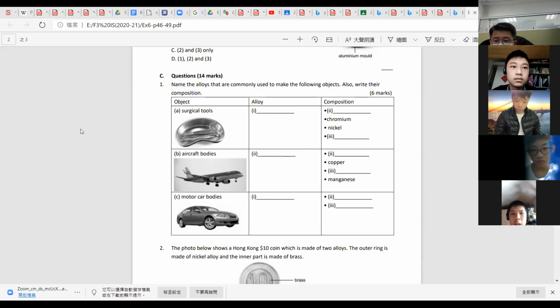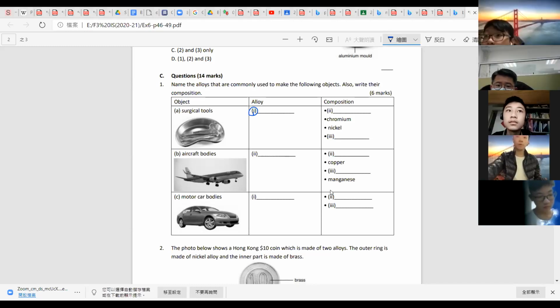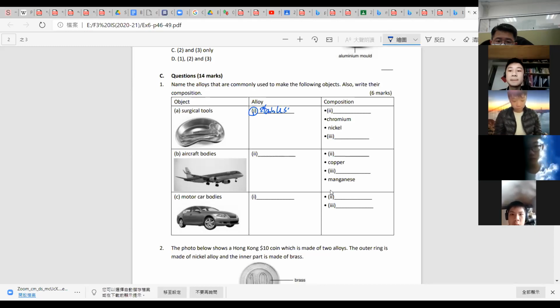You may not find some in the textbook, so you had better refer to the notes. Stainless steel, yes, that's right. And you have to tell me the composition of stainless steel. Iron mainly, chromium, nickel, and carbon.